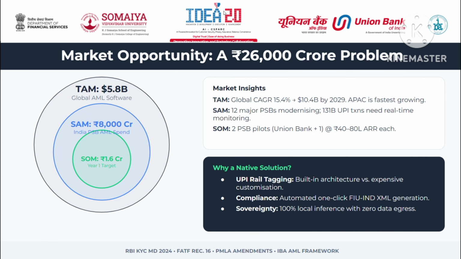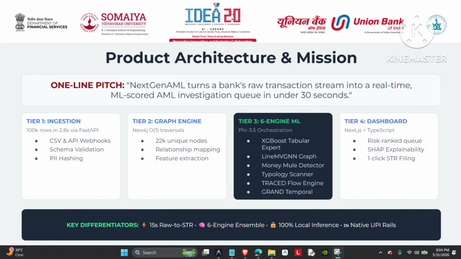The anti-money laundering software market is growing rapidly, but existing global solutions were not built for India's payment ecosystem. UPI, FIU India reporting requirements, and Indian compliance workflows create a unique opportunity for an India-first anti-money laundering platform. Public sector banks are already investing heavily in compliance modernization, making this both a regulatory necessity and a long-term business opportunity. Our solution, NextGen Anti-Money Laundering, replaces the traditional manual investigation workflow.